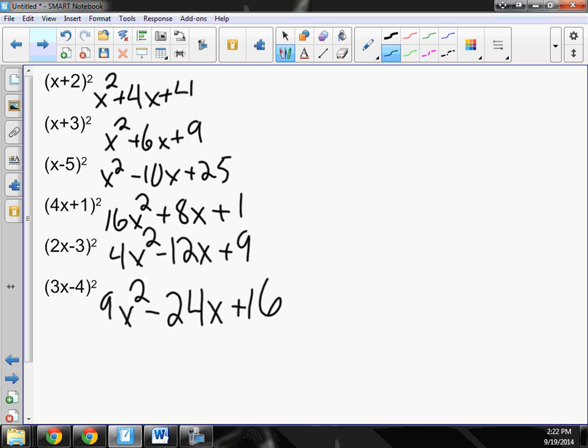Do you see a pattern? Well, certainly in the first three, do you see a pattern? They're all x squared. Thank you, Captain Obvious.